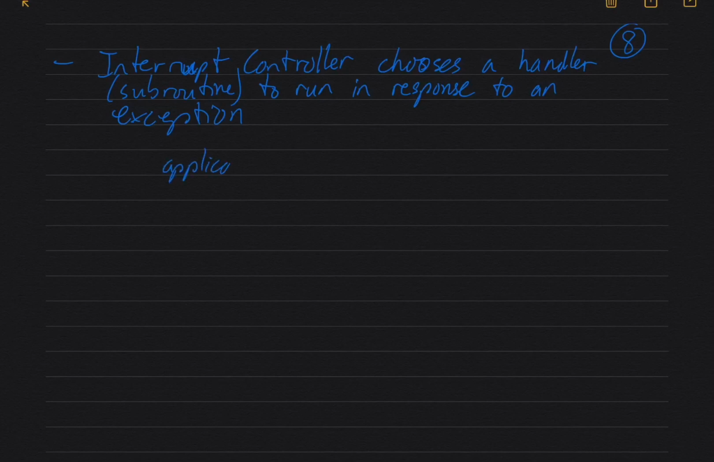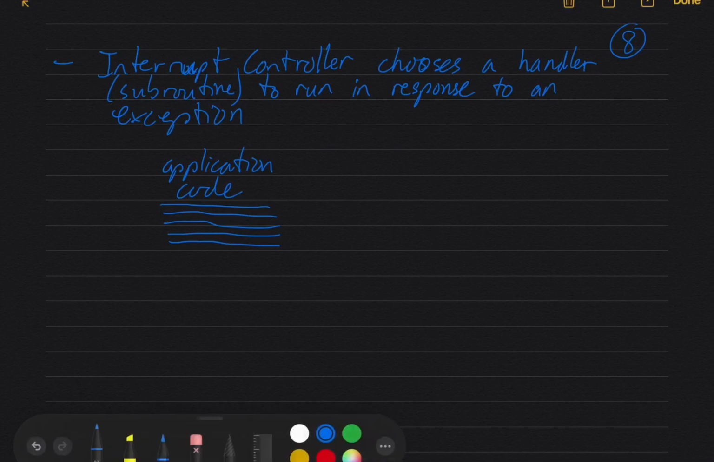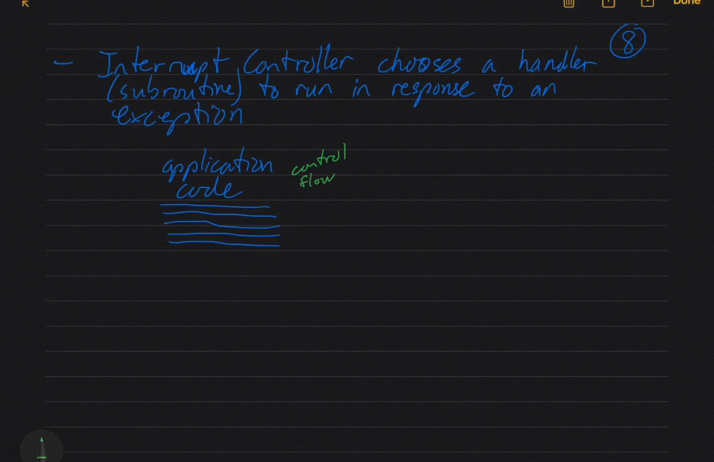So let's look at this as a diagram. Here's our application code. I'm just going to show multiple lines here to indicate instructions being executed, and the control flow. The control flow is the name for the sequence of instructions as they are executed. Normally control flow is sequential, but sometimes you have branches and stuff like that. That would all be part of this. You might be doing loops and whatever.